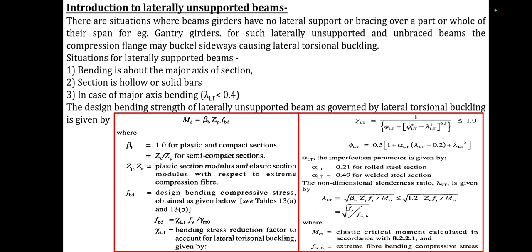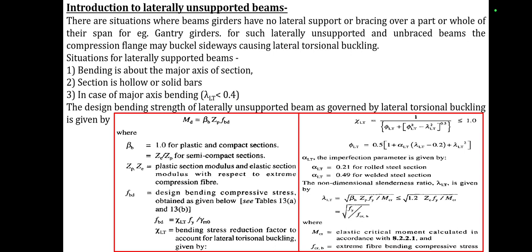Situations for the laterally unsupported beam: First, bending is about the major axis of the section. Second, the section is hollow or solid bars. Third, in the case of major axis bending, where alpha LT is less than 0.4.